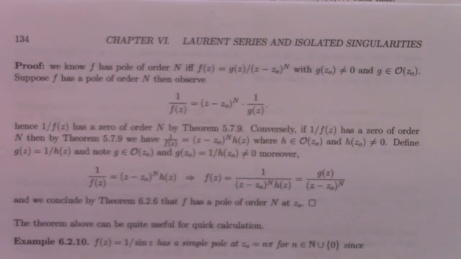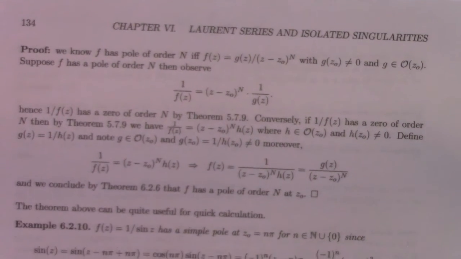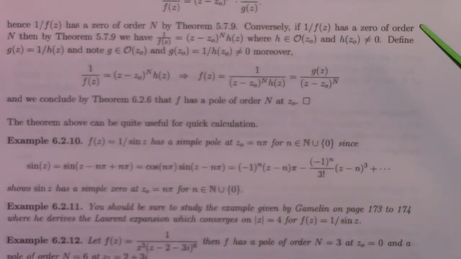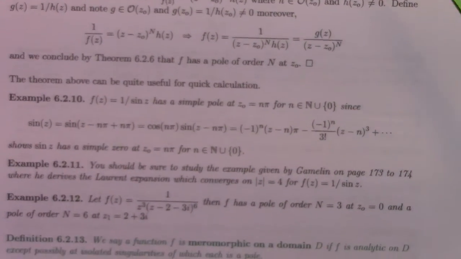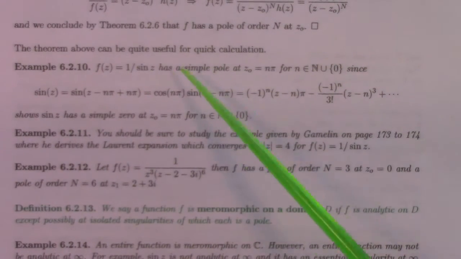And then conversely, if you have 1 over f has a zero of order n, then you got this, and then you flip it over, and then bam, you've got f is g of z over (z minus z naught) to the n, which again shows that f has a pole of order n, given that 1 over f has a zero of order n. It's very, very simple. Nothing too hard to understand there.